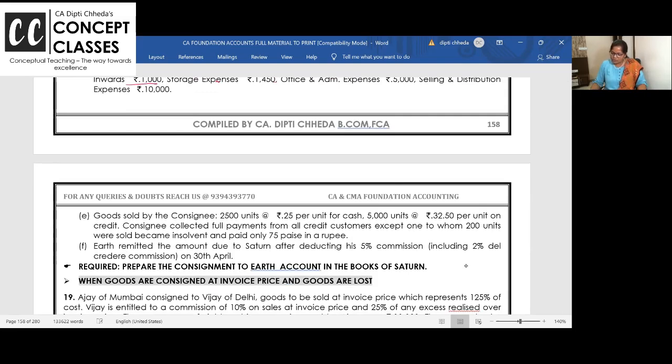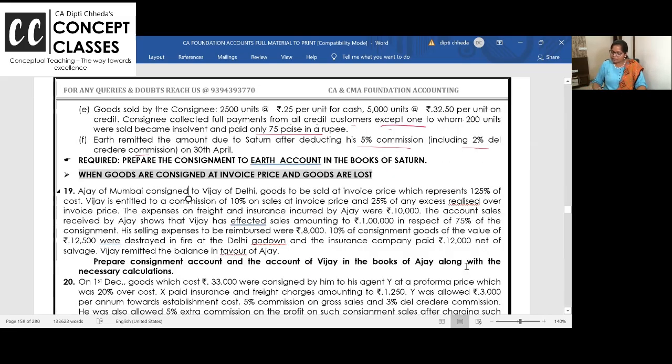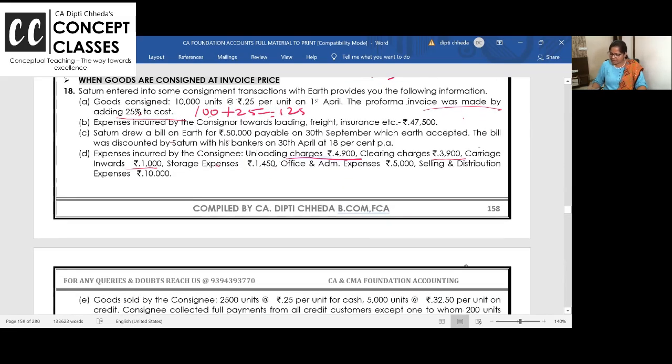Goods are sold. Consignee collects full payment except 200 units. Acha, bad debt we are not going to work out also this time, because we are paying Del Credere commission 2% and normal commission 3%, mila ke 5%. We are not bothered, dear students. Bad debt is your responsibility. If I am not paying Del Credere, then in my books, consignment account debit to consignee, I will reimburse the bad debt. Okay? So in the books of Saturn, consignment to Earth account. 18th problem.